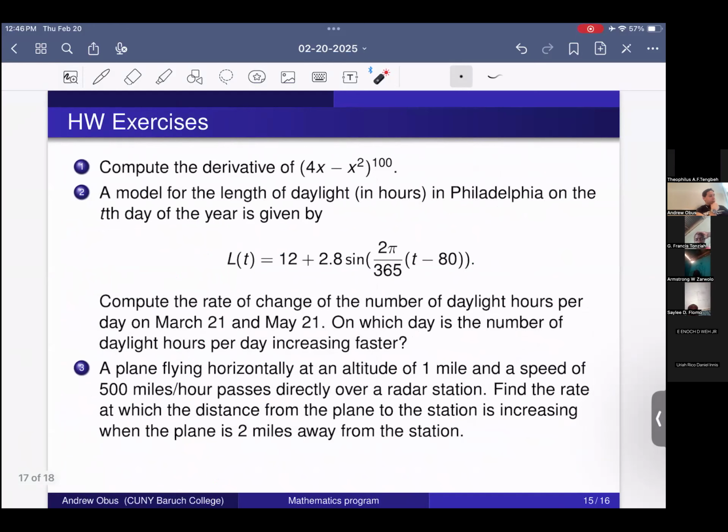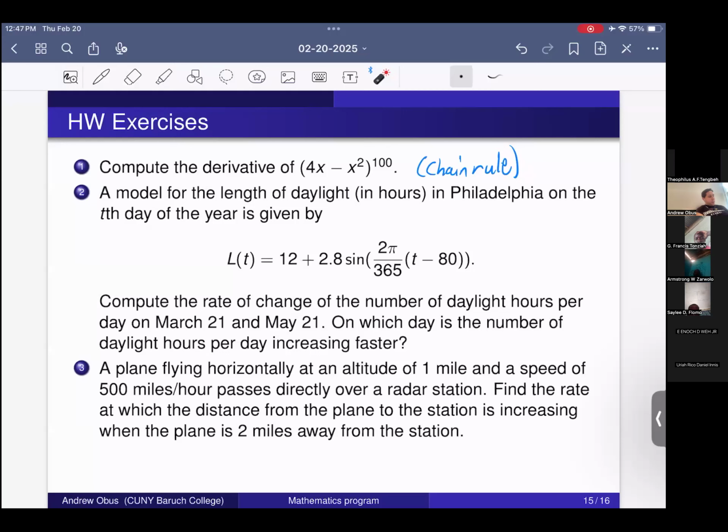So let me say for homework exercises, the first one is just going to be a straightforward derivative. Compute the derivative of (4x − x²)^100. This is just an exercise in using the chain rule. Okay.